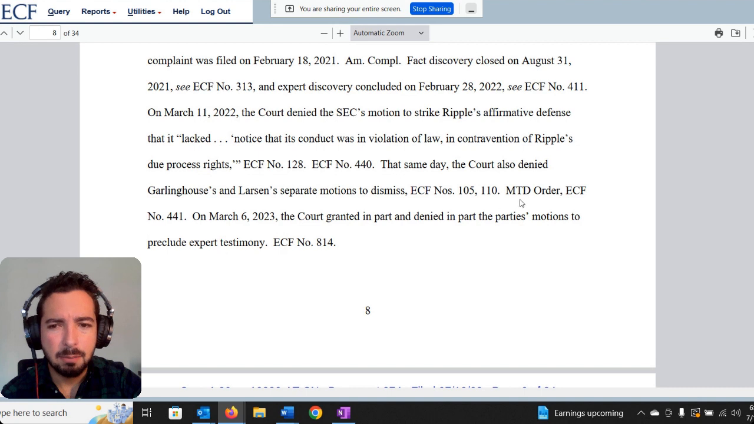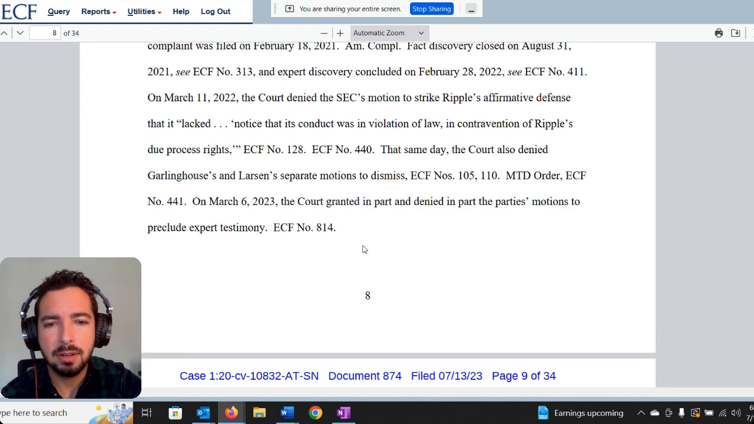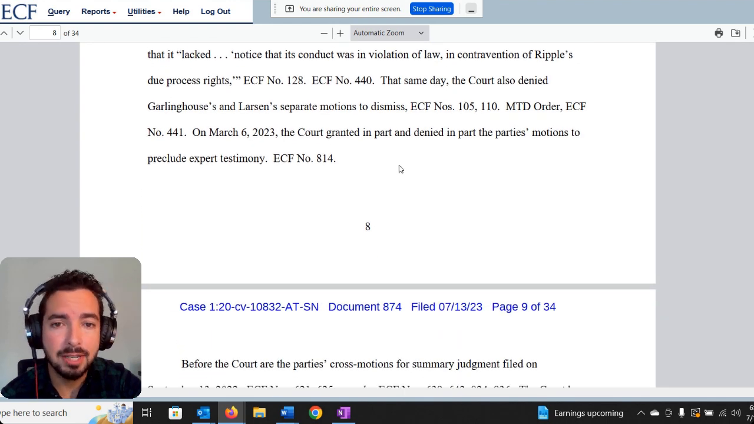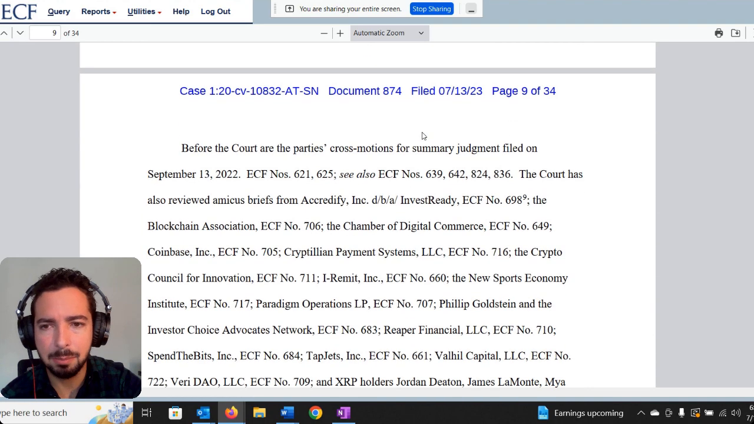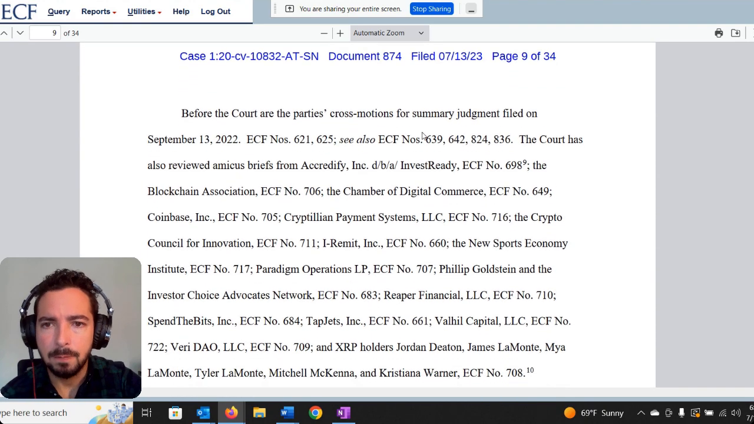So there were apparently some motions to throw out expert testimony that were filed by both sides. So some things were granted, and some things were not granted. Don't know yet if that really is going to play into this court order.